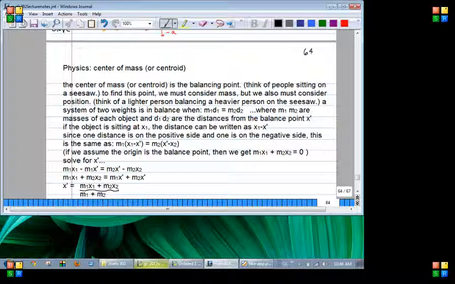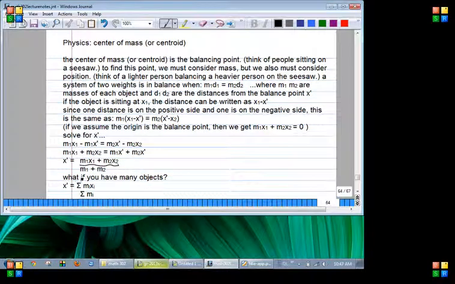So how do you find the value, the position of where that pivot point should be? Do this calculation, and you wind up with this. You have to add up m1x1 for the first object plus m2x2 for the second object, and then you have to divide by the total mass, m1 plus m2. Now I did this for two objects. Can you guess what this will look like if you have more than two objects? It's going to look like this.